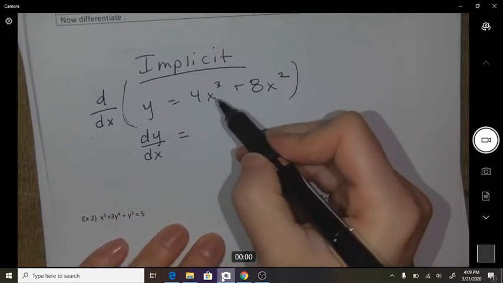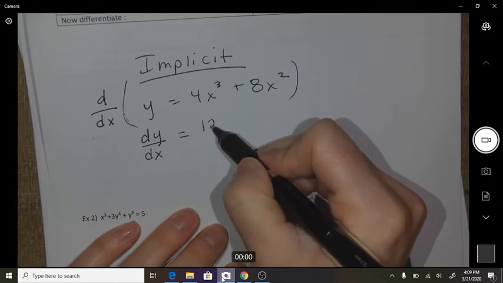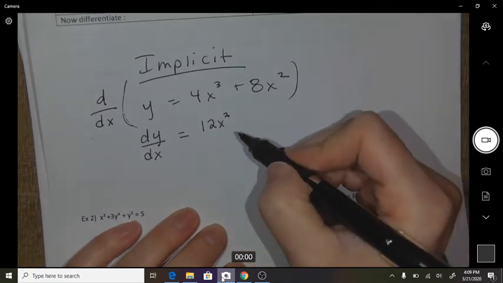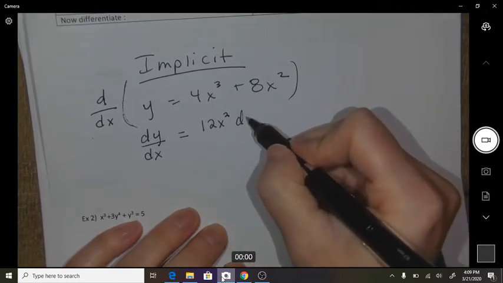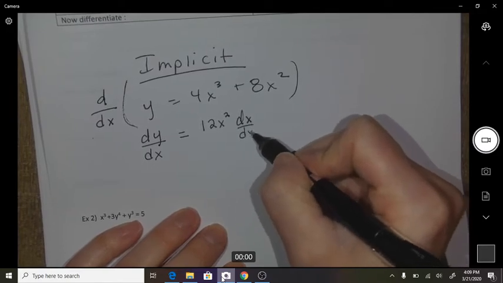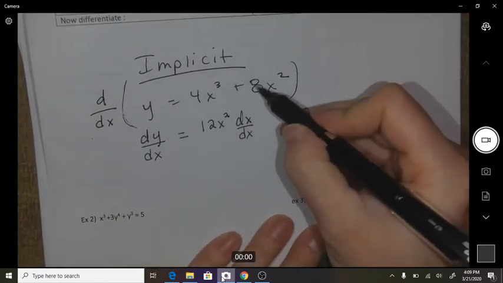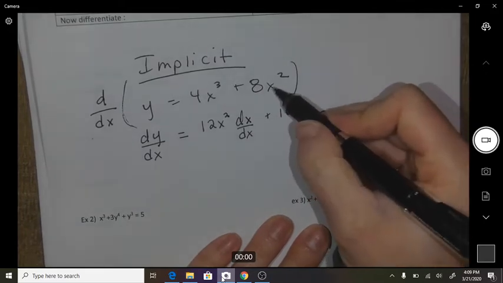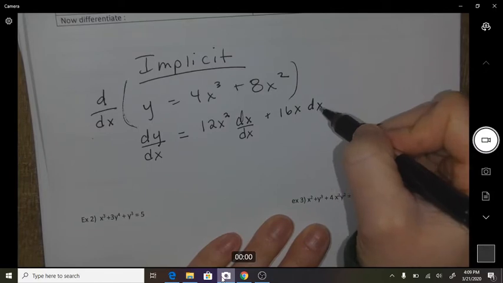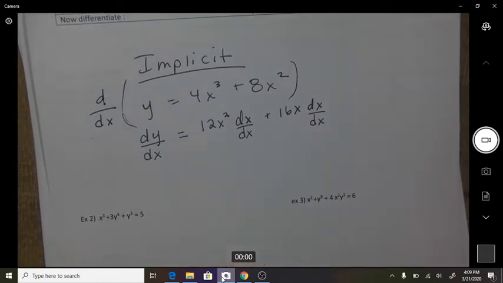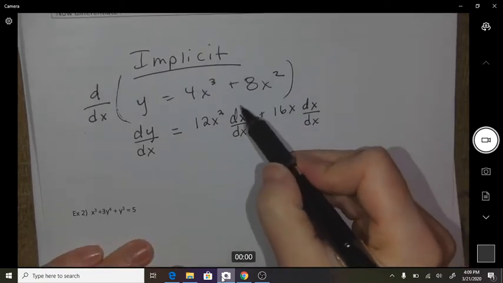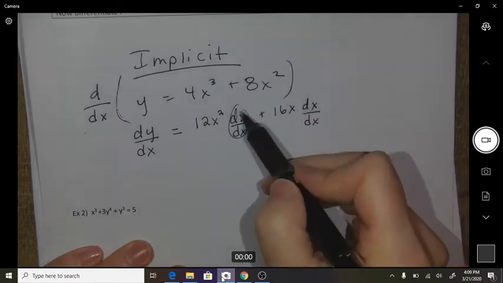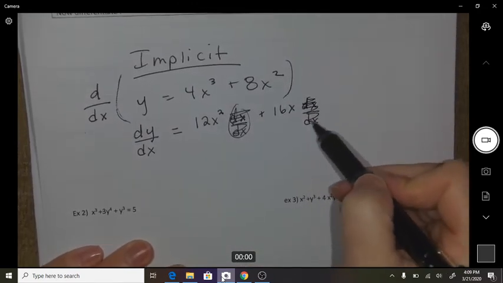Now here, this would be 12x squared, and I was differentiating the variable x with respect to x. And then here, this is 16x, and when I did this, I differentiated the variable x with respect to x. Whatever variable I have, I was differentiating it with respect to x. So, do you see what this is? This is just 1, so I don't really need it.